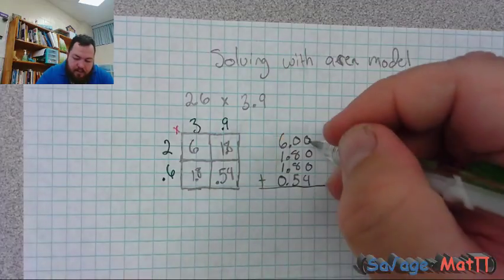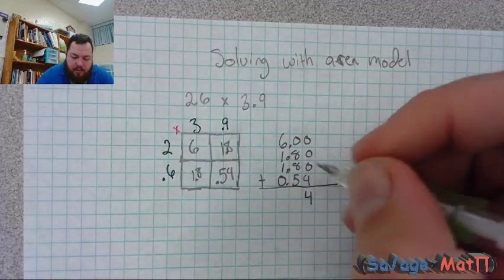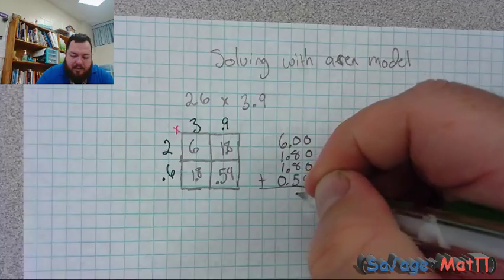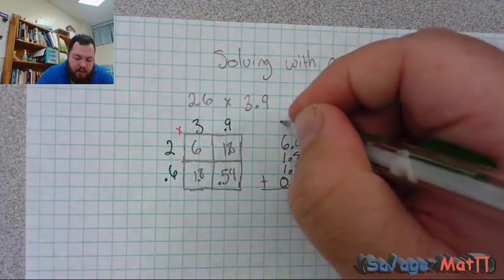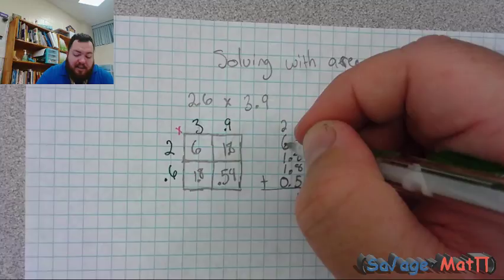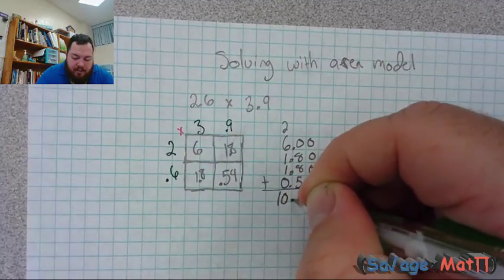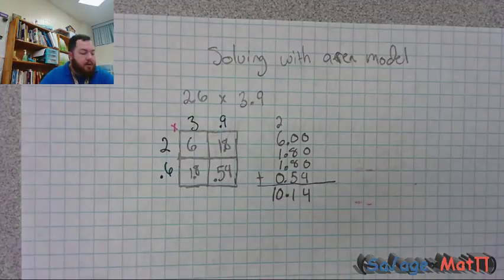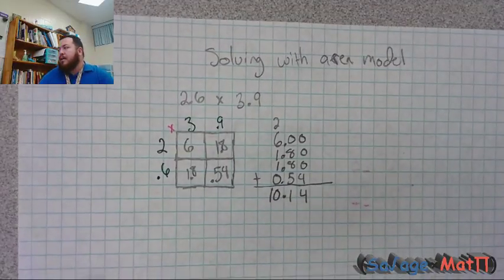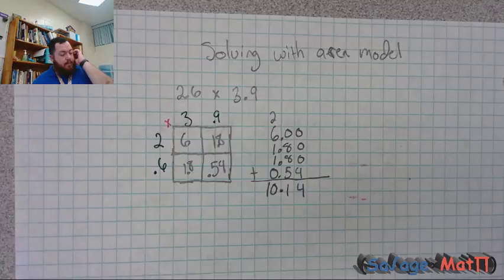I'm going to add those up. 4, 8 and 8 is 16 plus 5 is 21. 2 plus 8, 2 plus 6 is 8, 9, 10. And then when I add, I just bring down my decimal because it's lined up. So my answer is 10 and 14 hundredths.